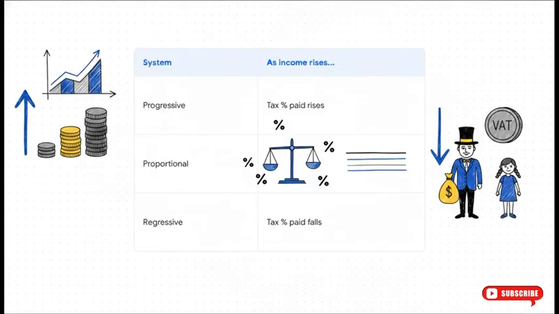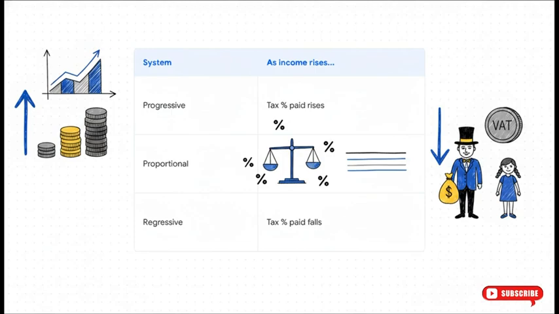Now, tax systems are generally classified as progressive, proportional, or regressive. Direct taxes, like your income tax, are usually progressive. That simply means as your income rises, you pay a larger percentage of your income in taxes. The burden naturally falls a bit heavier on high earners. However, indirect taxes, like that 19% VAT we just talked about, are strictly regressive.